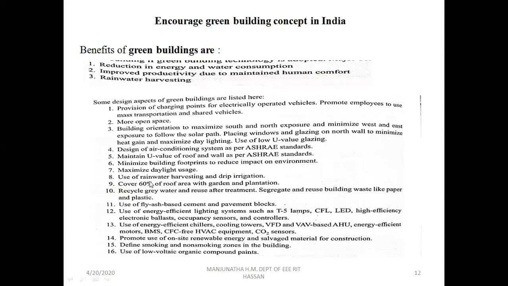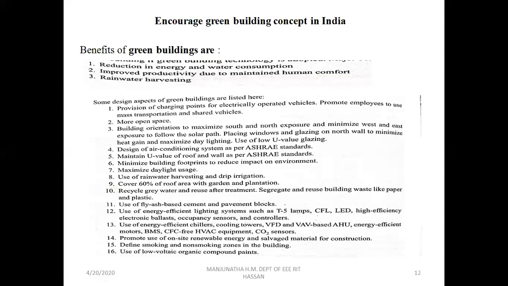And some of the measures taken are the use of rainwater harvesting and drip irrigation. If you come to the HVAC system, there is the use of energy efficient chillers, cooling towers, VFD, VAV based, that is variable air volume based AHU, energy efficient motors, BMS, CFC free HVAC equipment, and CO2 sensors. These are some of the key points given by the government of India at the time of construction of the green building.